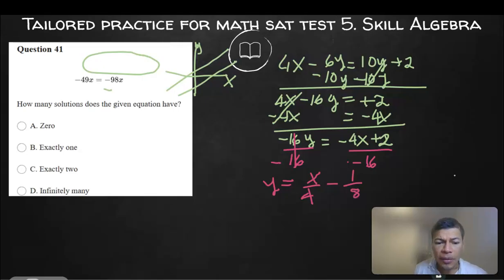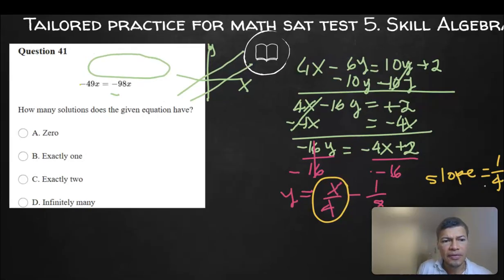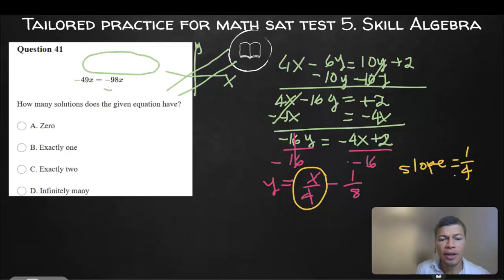So the slope that we are looking for is 1/4, because we have x over 4 here. The slope should be 1/4. So we know that the second line needs to have a slope of 1/4, the slope of this line needs to be 1/4.